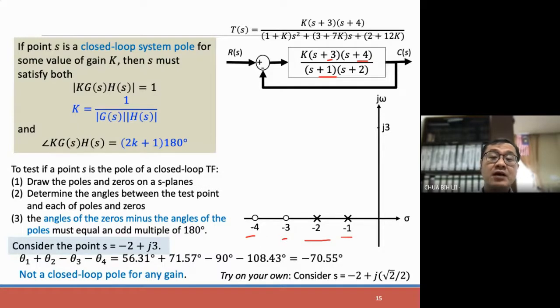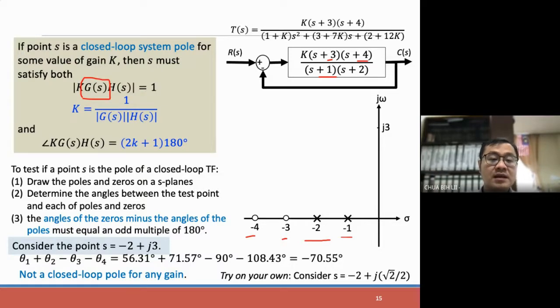We draw this out based on only G, assuming this is the closed loop. Once we draw using this forward transfer function itself, next would be to identify the angle between the test point. The test point now comes into the picture, just like the previous one, where we test the point.